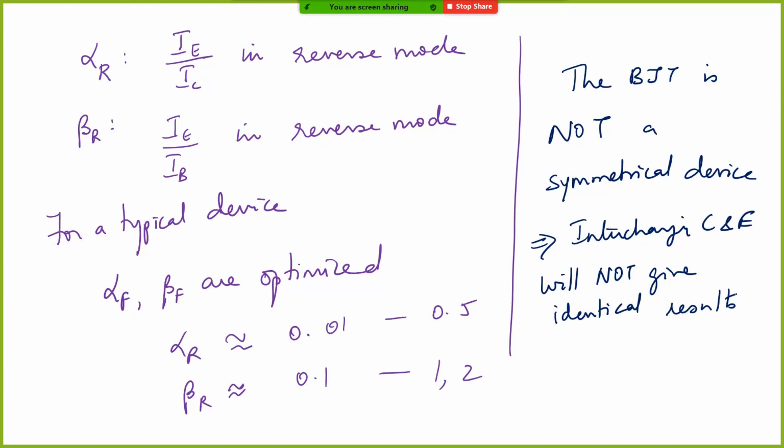Okay, so with this we will close the book on reverse active mode. It is not a preferred mode. Basically, you build the device to operate in either the forward active mode, cutoff mode, or saturation mode. This is like a naughty kid taking a toy and doing something it is not supposed to do. If you do that, you will get some alpha R, beta R, which looks like this.